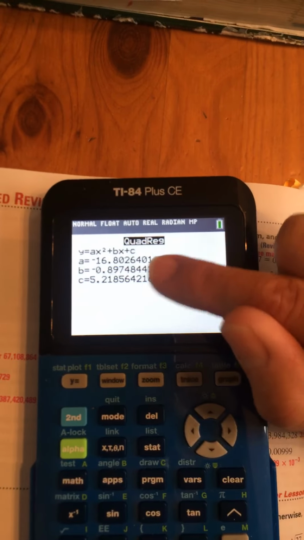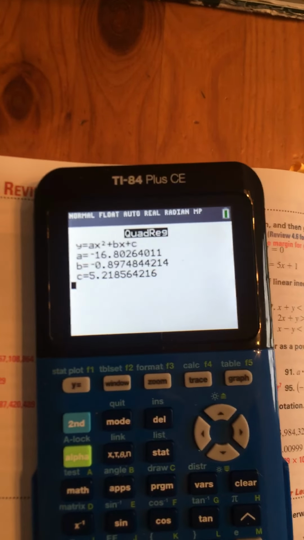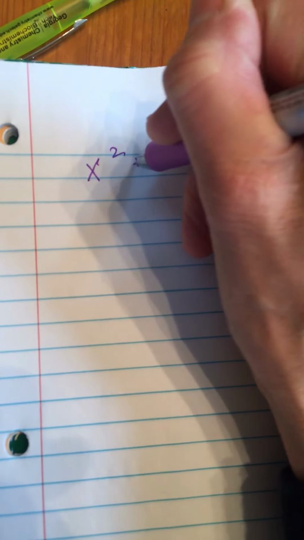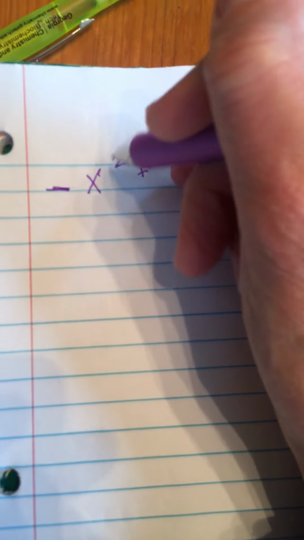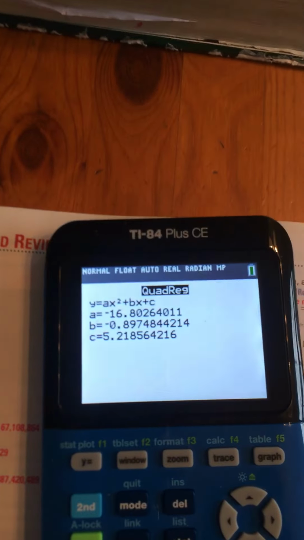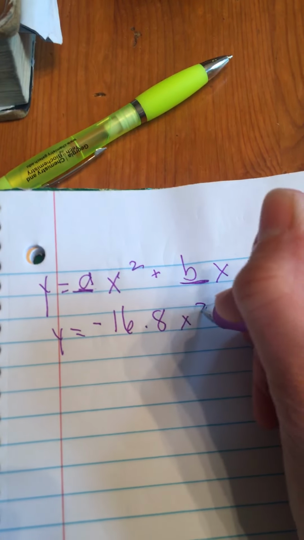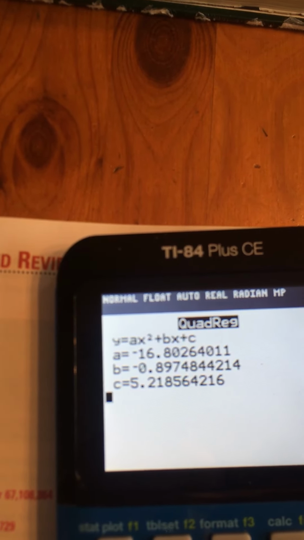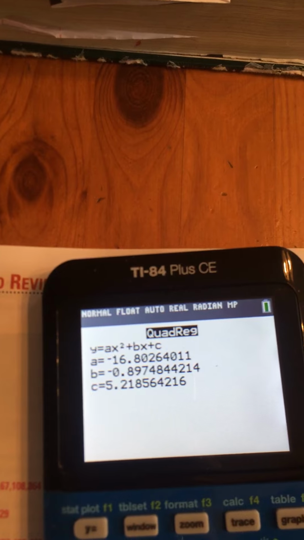And they tell us that in this quadratic equation that a would be negative 16. Let me get my notebook here so I can write this. Okay, so my equation is a times x squared plus b, some coefficient of x, plus c, our bare number, equals y. And they tell us that our a is equal to negative 16.8 and a bunch of other digits. We're just going to say negative 16.8 x squared, plus our b, which is negative, so minus 0.897 x, plus c, our bare number, is 5.2, we'll say 5.22.